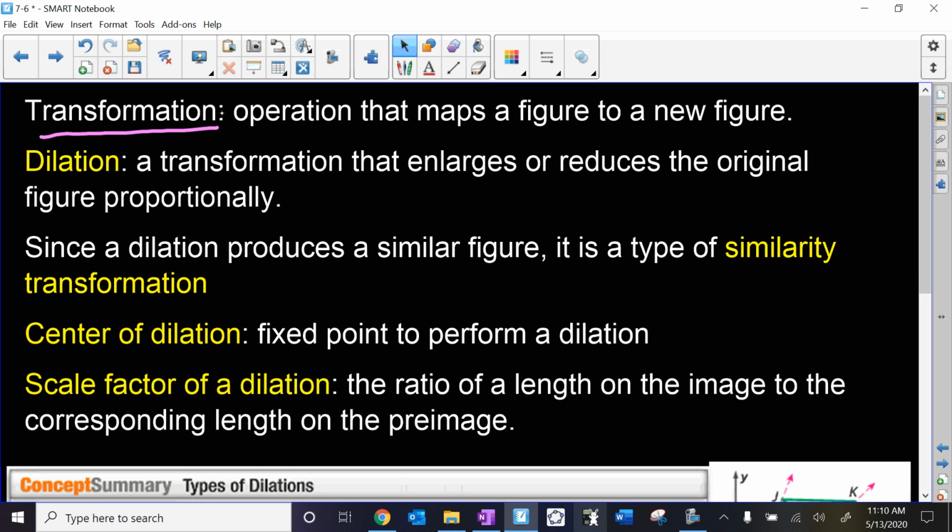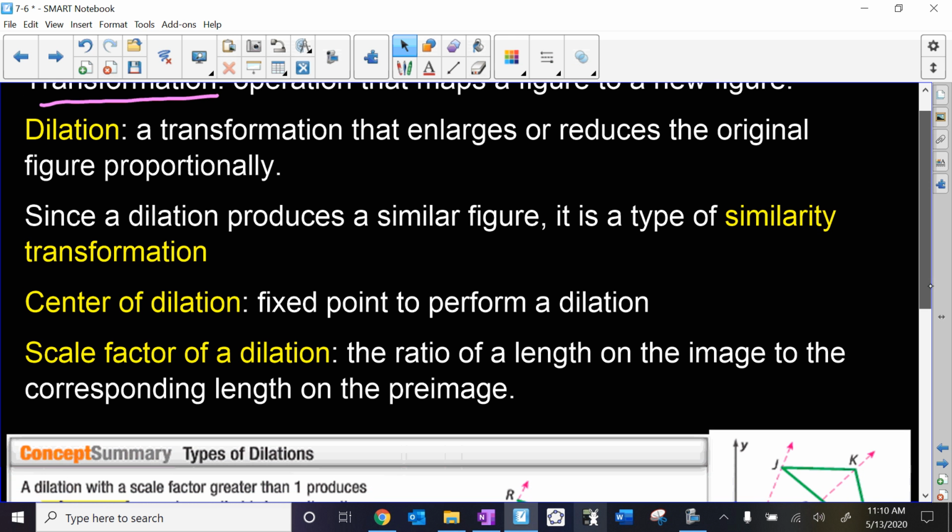Within our similarity transformation, we're going to have a center of dilation. The center is your fixed point. We won't really get into that as much today. We will eventually talk about that more later on in chapter 9. But for now, just know that it's a fixed point where we're going to perform our dilation.